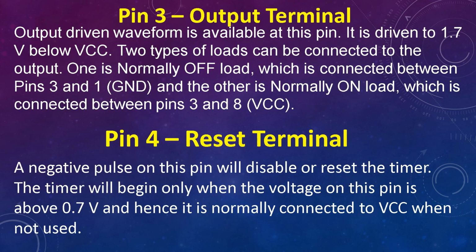Pin 3, output terminal. Output-driven waveform is available at this pin. It is driven to 1.7 V below VCC. Two types of loads can be connected to the output. One is normally off-load, which is connected between pins 3 and 1, GND, and the other is normally on-load, which is connected between pins 3 and 8, VCC.